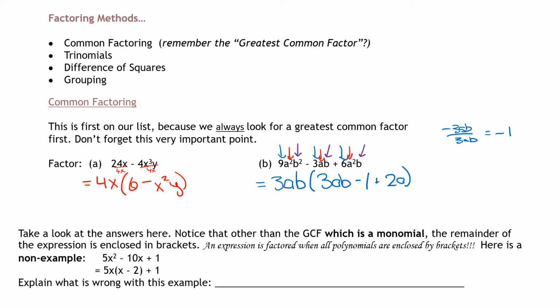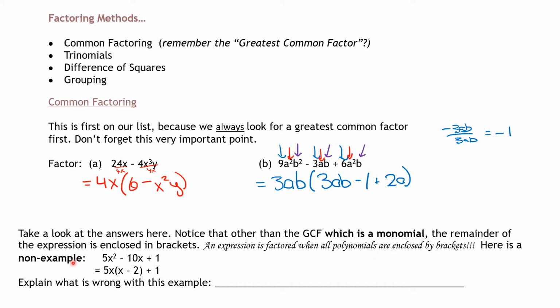Take a look at the answers here. Notice that this is the greatest common factor, monomial, and this is the greatest common factor, monomial. The remainder of the expression is enclosed in brackets. An expression is factored when all polynomials are enclosed by brackets.